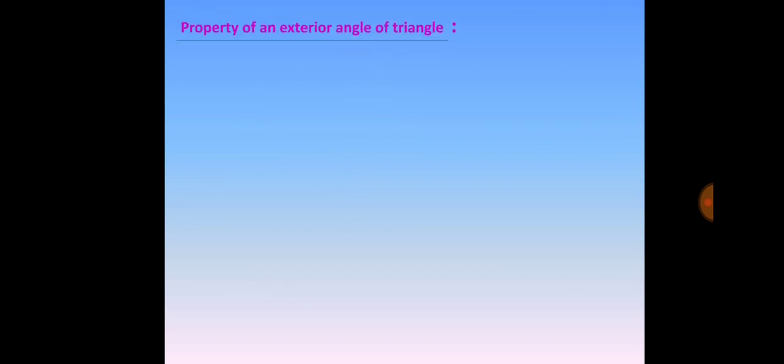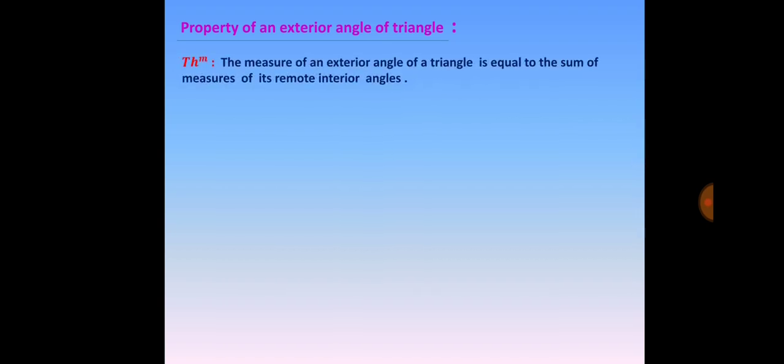Now we see an important property about an exterior angle of a triangle. What is this property? The property is also called a theorem. The measure of an exterior angle of a triangle is equal to the sum of the measures of its remote interior angles. First we draw triangle ABC. Then we draw angle ACD as an exterior angle. Angle ACB and angle ACD make a linear pair with each other, so angle ACD is an exterior angle.